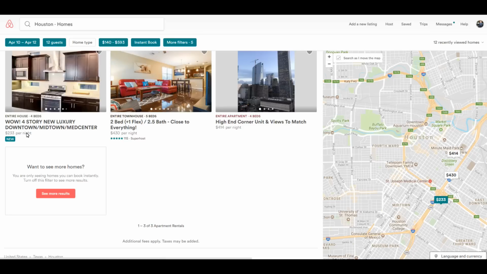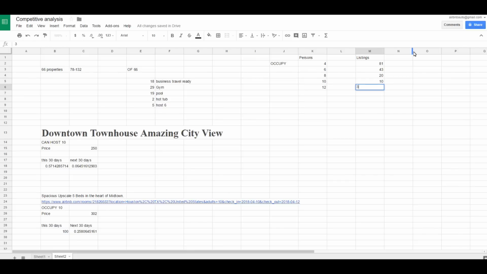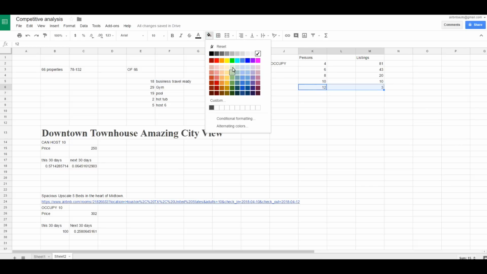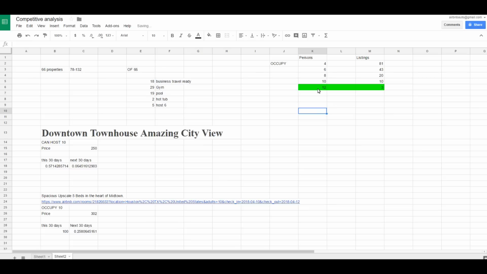So there's only 3 places. And this one, if you've just looked to strike gold, ladies and gentlemen, if you can occupy 12 people in Houston, there's only 3 listings, and 2 of your competitors are charging 400 plus per night, right? That's got to count for something.